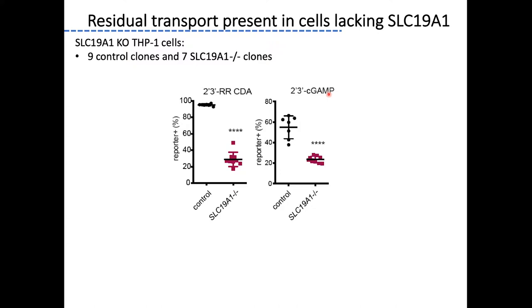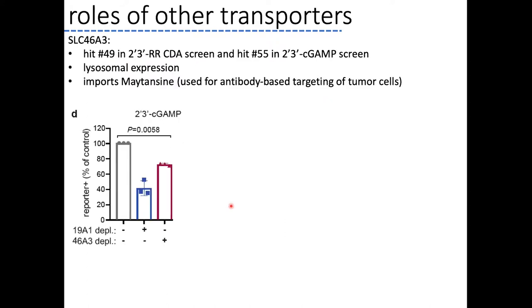But also in humans, we found that there was still some residual activation in the complete absence of SLC19A1, and that suggested that other transporters may play a role. So we looked at our hit list to see if we could find other transporters. And it was actually one of them that was enriched in both the synthetic CDN screen and in the cGAMP screen. And that was SLC46A3, which is expressed in the lysosome. And there's not much known besides that it imports an antibody-based drug that targets tumor cells.